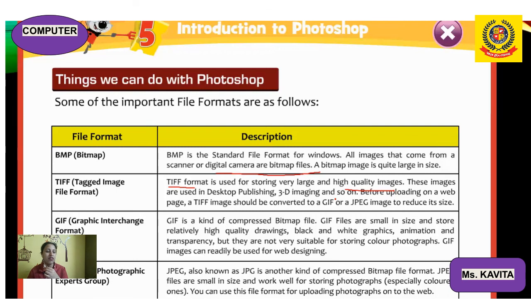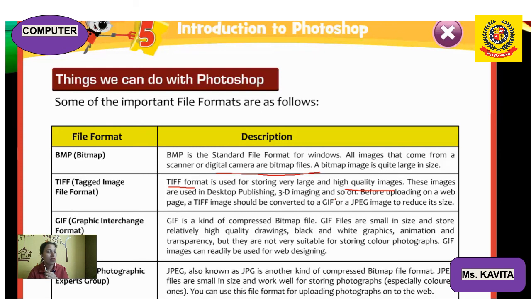Now JPEG, the full form is Joint Photographic Experts Group. JPEG, also known as JPG, is another kind of compressed bitmap file format. JPEG files are small in size and work well for storing photographs, especially colored ones. You can use this file format for uploading photographs onto the web.